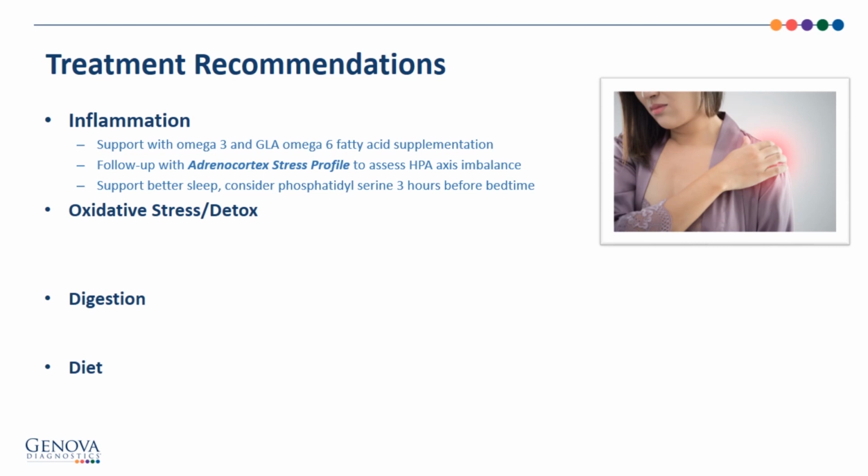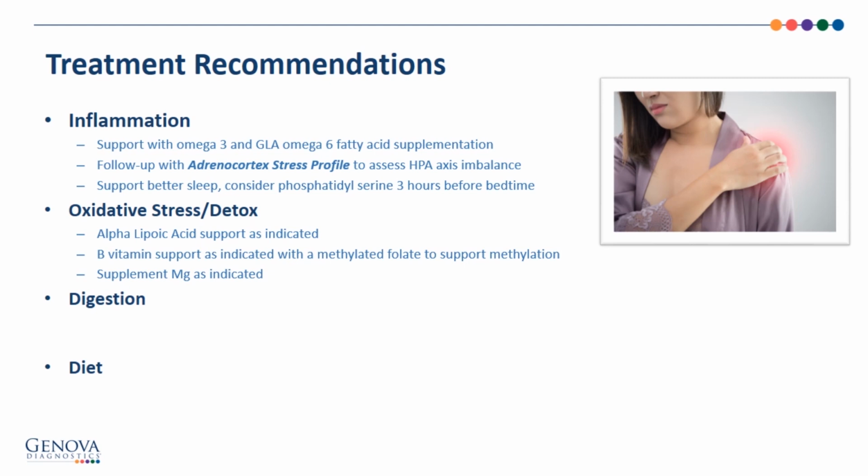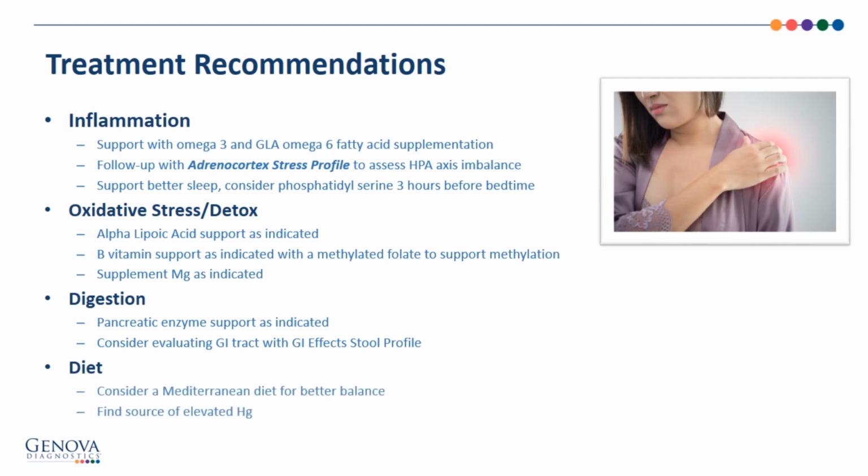Support better sleep. Consider phosphatidylserine 3 hours before bedtime. For oxidative stress and detoxification, alpha-lipoic acid support is indicated. B vitamin support is indicated with a methylated folate to support methylation. Supplement magnesium is indicated on the test as well. Remember, there were digestion questions around pancreatic enzyme support needs. So pancreatic enzymes, possibly even betaine hydrochloride. Consider evaluating the GI tract with GI Effects stool profiles like the GI Effects 2200. And for diet, consider a Mediterranean-style diet for better balance. Find the source of the elevated mercury as well.